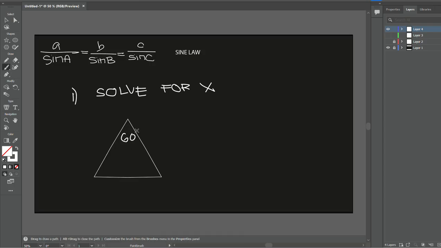60, 65, 4, and X. So this one would be, instead of the usual 90 degrees that we use to calculate, you can just use 180. That would be appropriate for this equation.